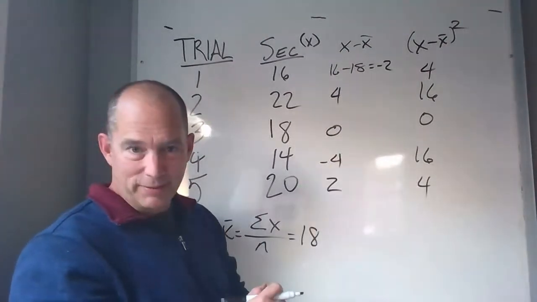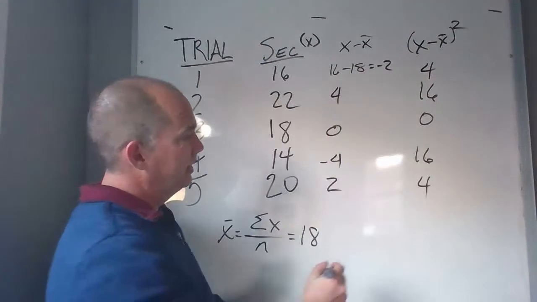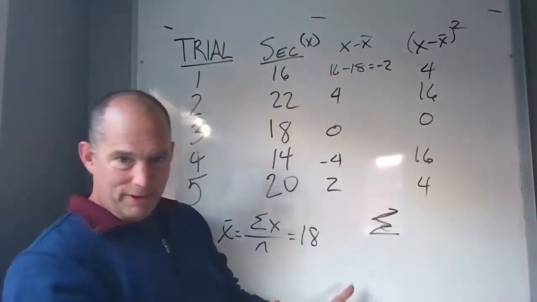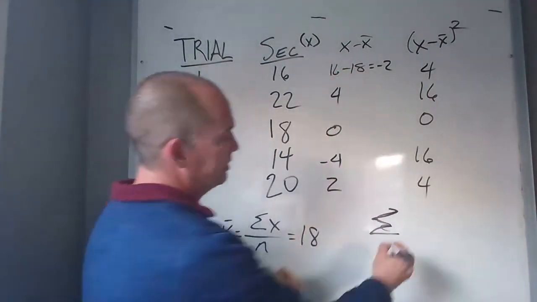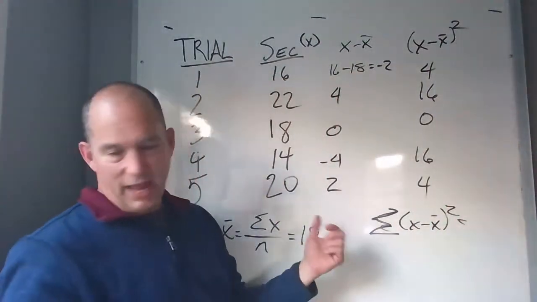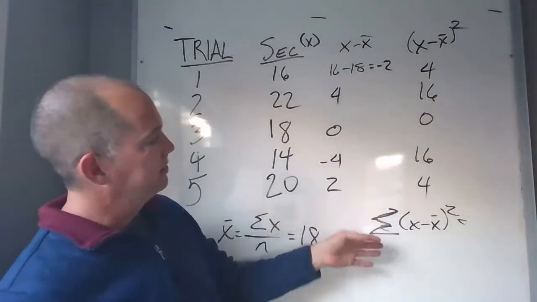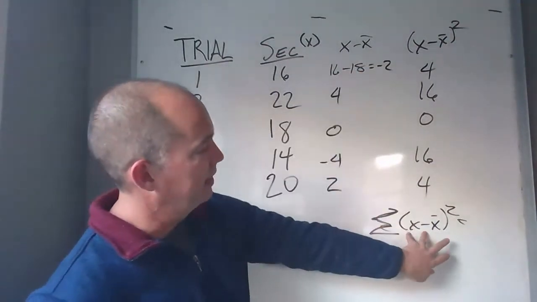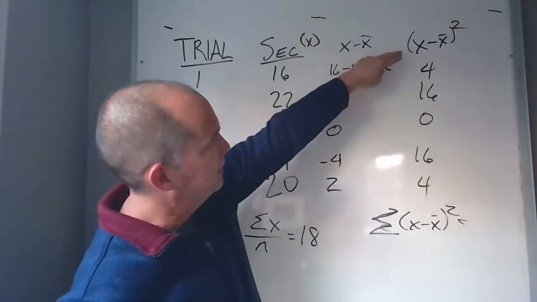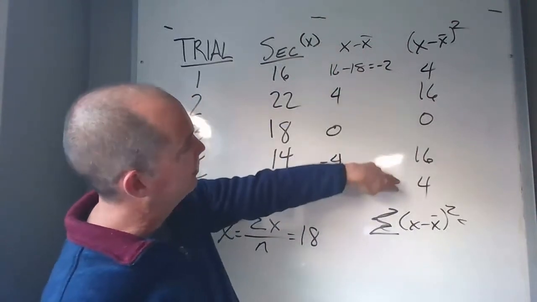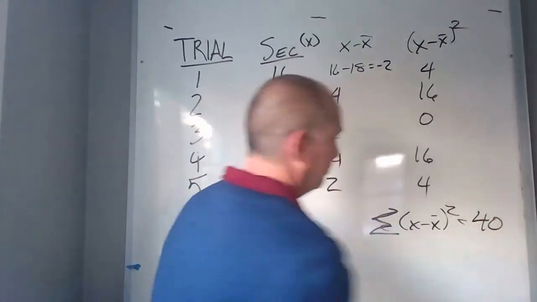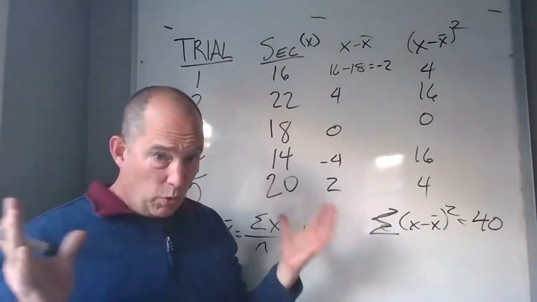Now I can calculate the average squared deviations. First, I need to get the sum. Whoop, that's an ugly sigma. The sum of these squared deviations. So when I add together those squared deviations, that just means take this column of numbers, which is my x minus x bar squareds. So each of these squared is x minus x bar squared. Now I'm just adding them all together. So I get 40. That means the sum of these squared deviations is 40.